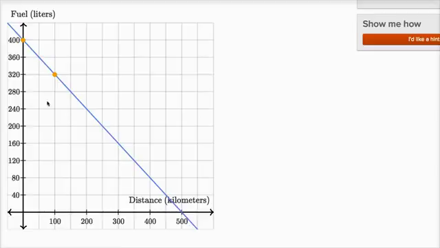So let's plot that. When he has traveled 100 kilometers, actually I just randomly had put the point there, he is going to have 320 liters left in his tank. And just like that, we have plotted the line that shows how much fuel he has in his tank as a function of distance traveled. And you can even see from this that he's going to run out of fuel at the 500 kilometer mark.